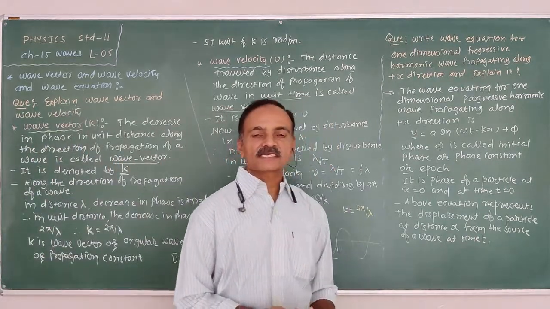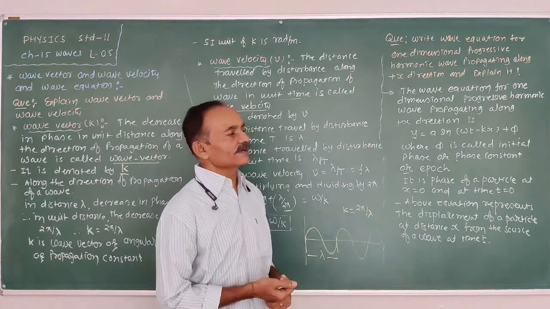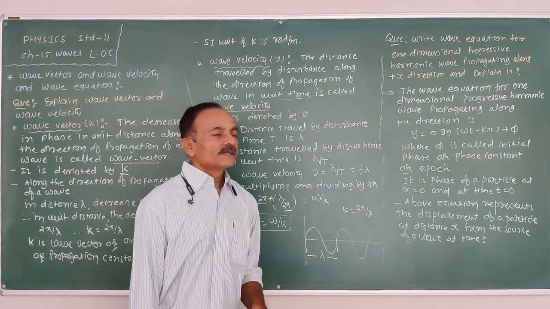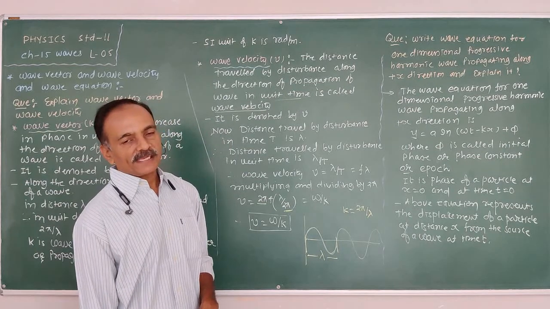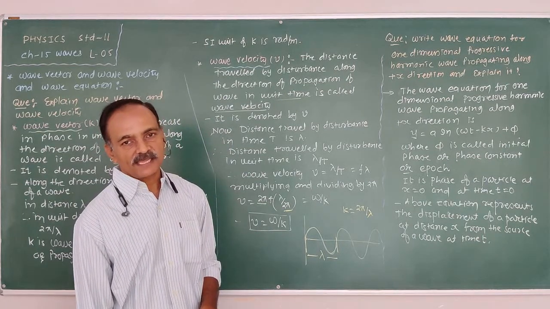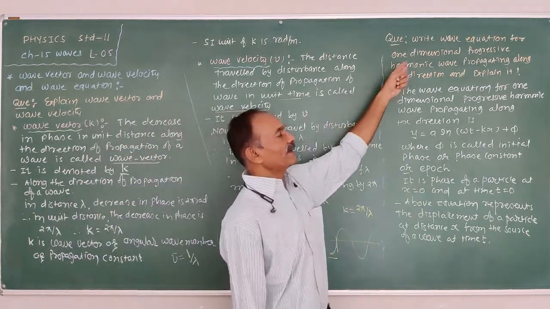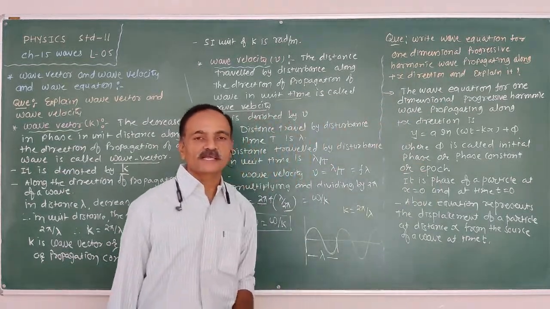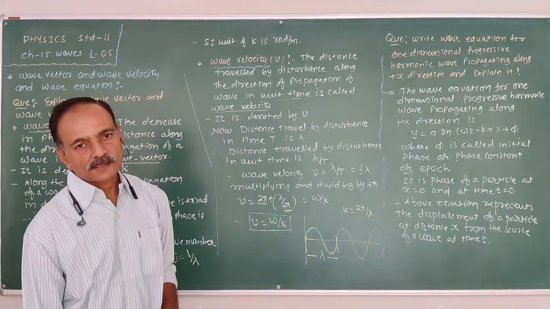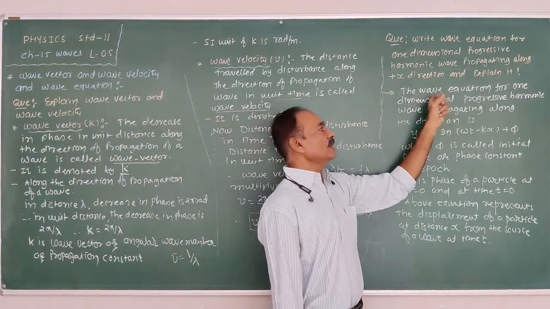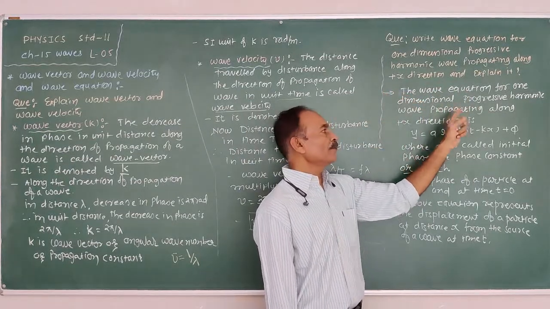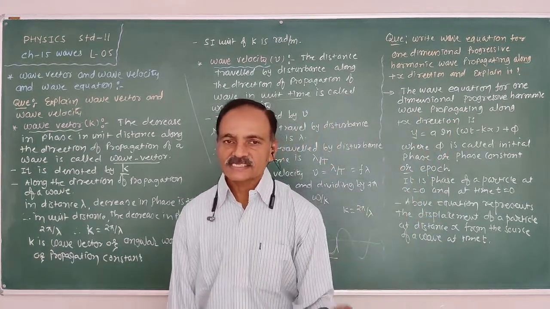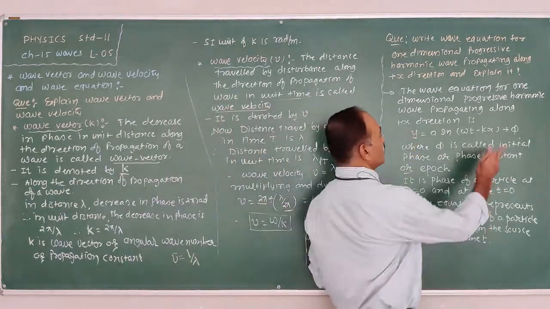After that, the next question is: write the wave equation for a one-dimensional progressive harmonic wave propagating along positive x direction and explain it. Therefore, the wave equation for a one-dimensional progressive harmonic wave propagating along positive x direction is denoted by y is equal to a sin(omega t minus kx plus phi).